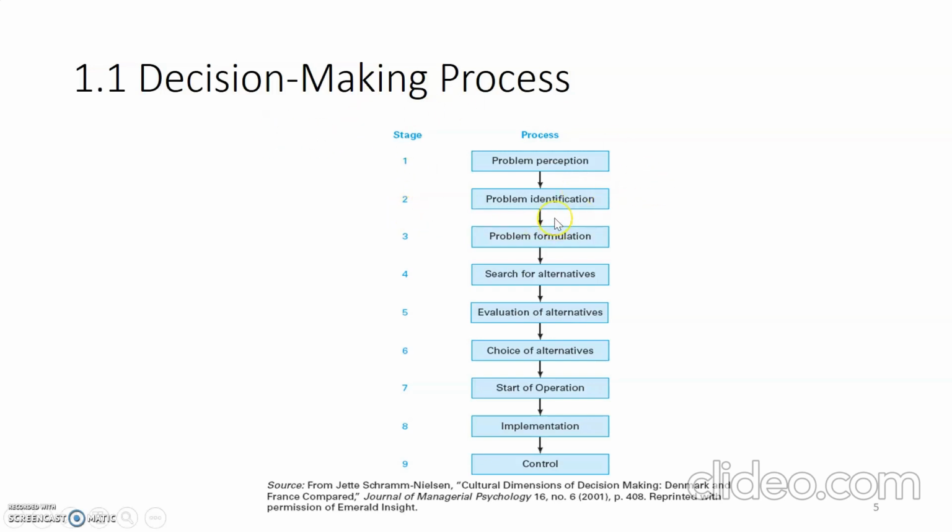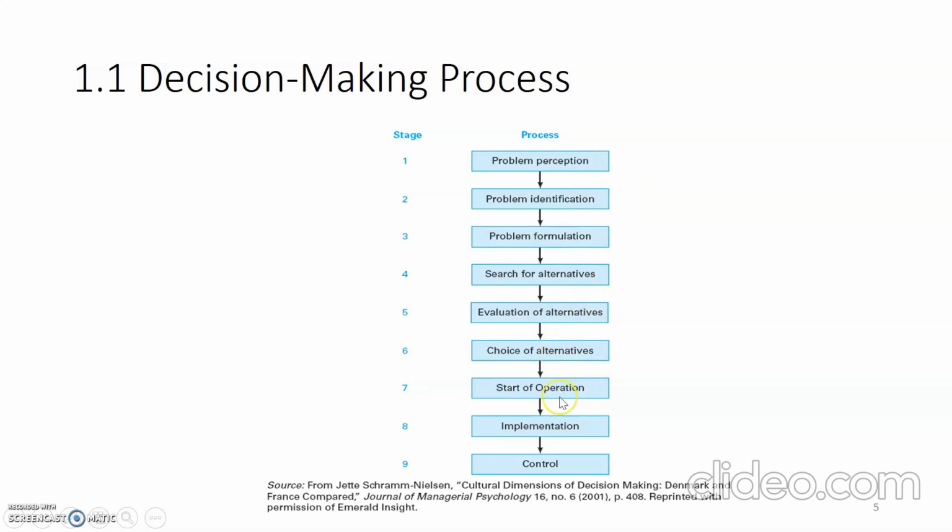Next is problem identification. We identify which problem we want to solve. In all managerial functions, there are always issues, but some issues are bigger and some are more urgent than others. Next, we formulate the problem and search for alternatives. We present some options for how to solve the problem that we have identified. Next, we evaluate those alternatives and choose the best alternative to solve the problem.